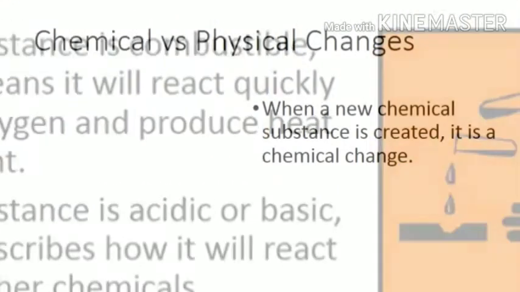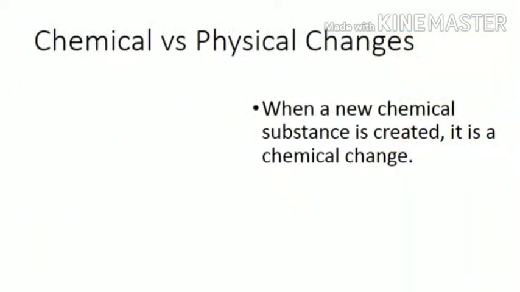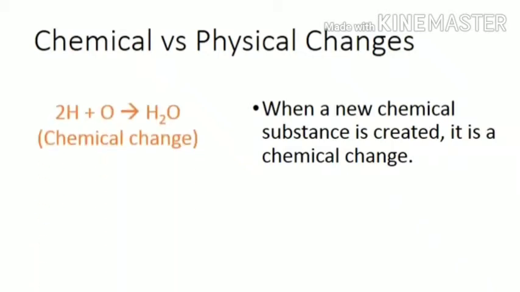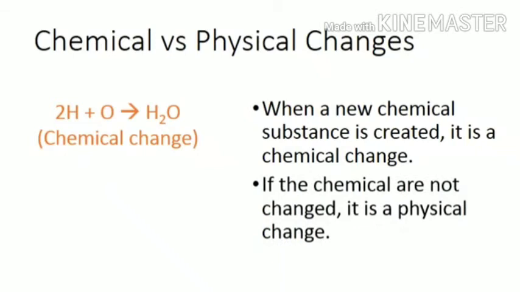Now let us compare the chemical and the physical change. When a new chemical substance is created, it is a chemical change. Say, when two hydrogen react with an oxygen, hydrogen and oxygen are gaseous. They have different properties. They form a new substance, water, H2O, which again has a very different property from both hydrogen and oxygen.